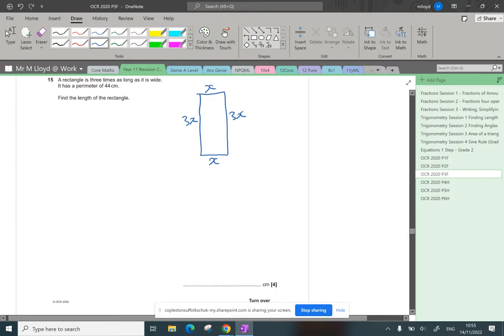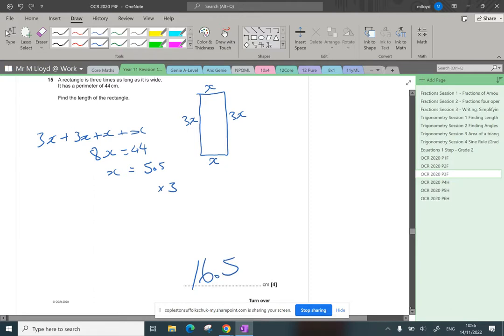So it has a perimeter of 44, and if we collect these terms, we've got 3x plus 3x plus x plus x. That makes 8x, and that's equal to 44. So divide 44 by 8. 44 divided by 8 is 5.5. And then it wants to work out that length. So that length will multiply by 3. And that gives us 16.5. Sorry for the pause, but I'm doing it on the calculator to make sure that I don't make any mistakes.